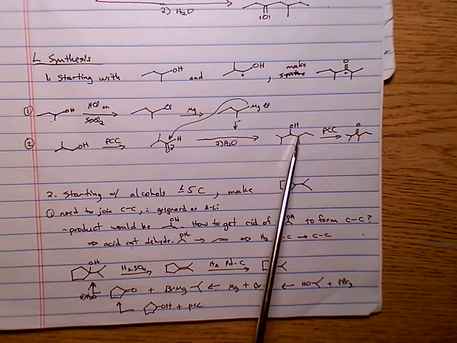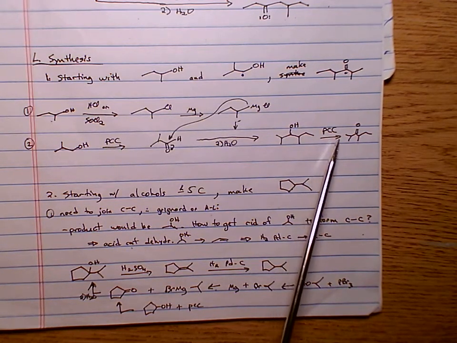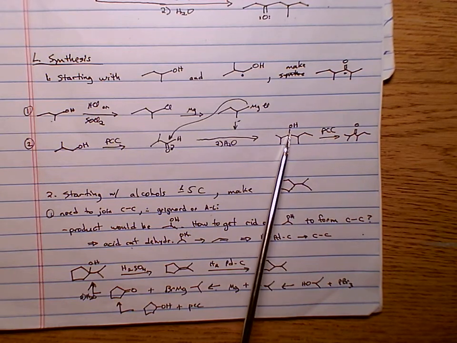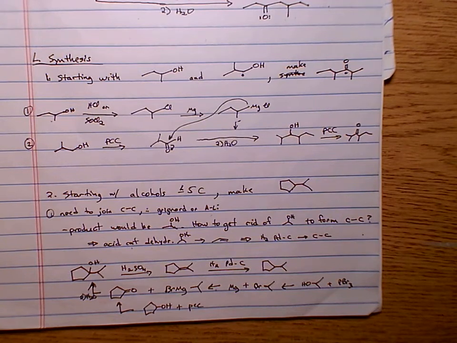But wait, this is just a secondary alcohol. I know PCC, and truthfully, potassium dichromate, K2Cr2O7, will also work to oxidize a secondary alcohol to the ketone, and I have my final molecule here.